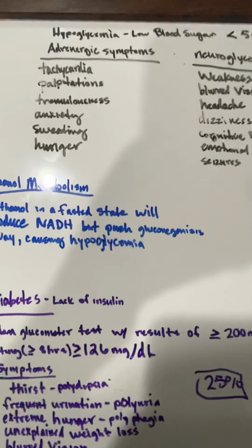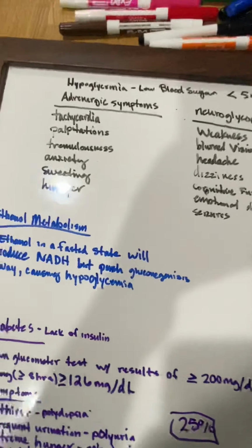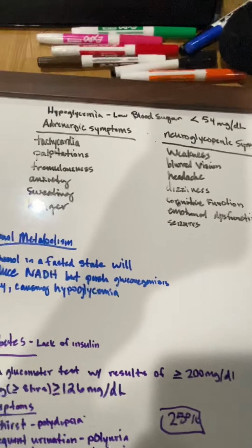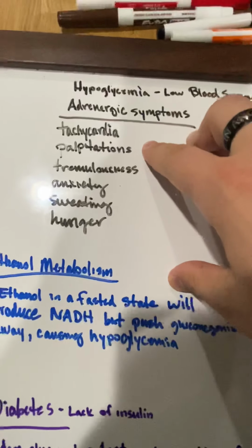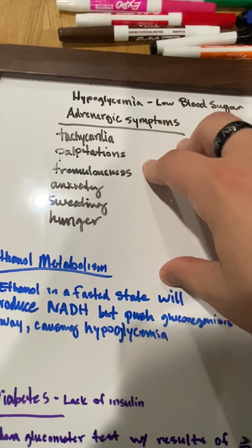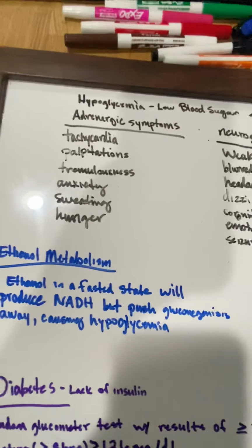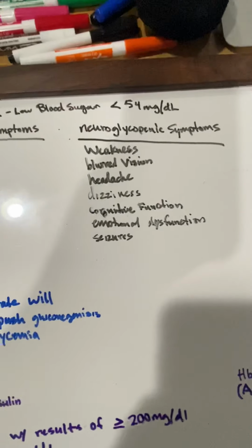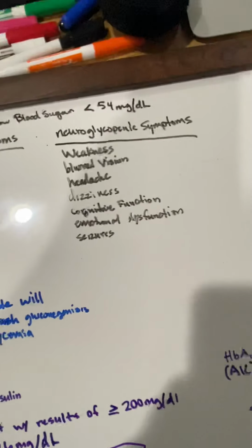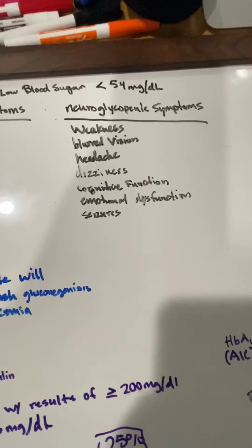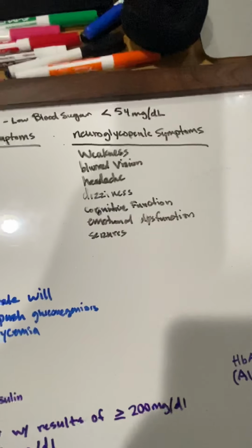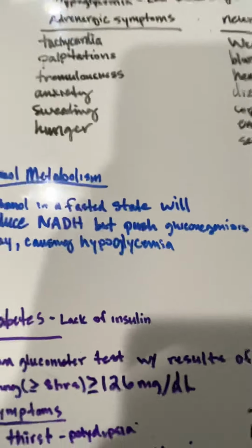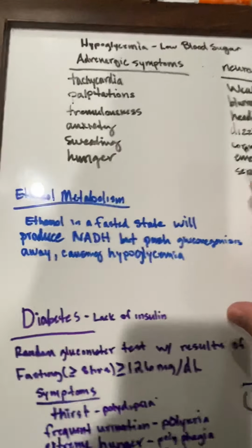adrenergic, and then neuroglycopenic. These ones are tachycardia, palpitations, anxiety, sweating, hunger. Neurological ones would be weakness, blurred vision, headache, dizziness, cognitive and emotional dysfunction, seizures. So how does this happen?